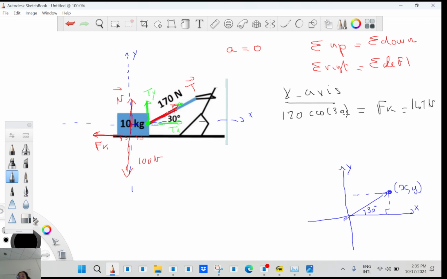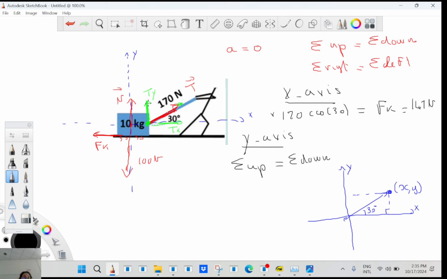Do you agree? And now, maybe they're going to ask you, can you find the normal force? Can you try that? So you see the normal force will be less than the weight because you are lifting as well. So along the y-axis, you can say everything up equals everything down in magnitude.